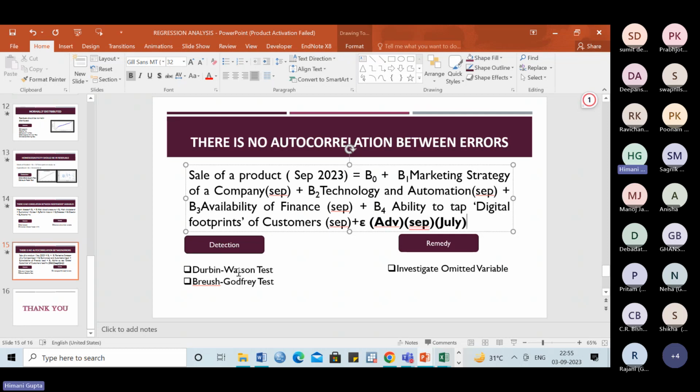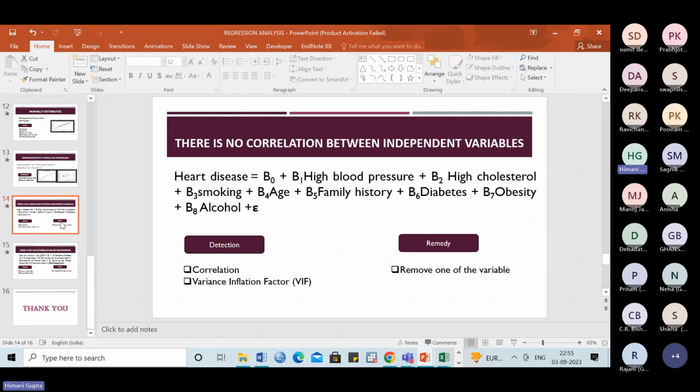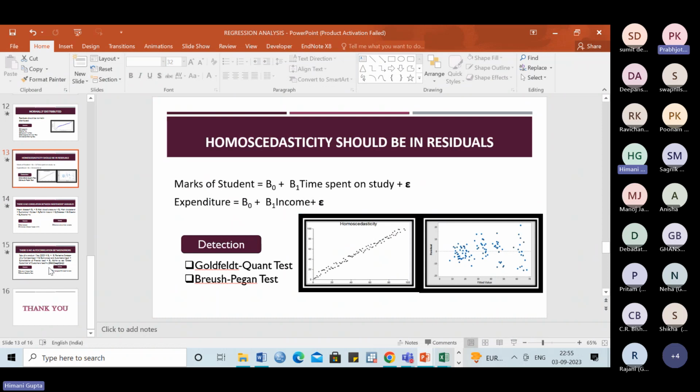So there are various tests through which we can know whether there is autocorrelation or not. Whatever assumptions we are having, these assumptions should be fulfilled. That means there should not be any autocorrelation. There should be no correlation between the independent variables; we can name it, multicollinearity should not be there. And heteroscedasticity should not be there in the residuals.